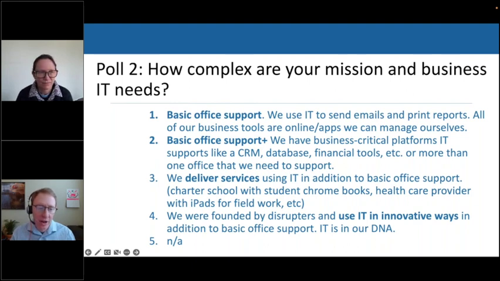So we've got 5 options here. The first option is just basic office support. You have IT for the very basic purposes of sending emails, printing reports, maybe checking websites. But beyond that, you're not using technology in any more advanced fashion. The second option is what we call Basic Office Support Plus, where in addition to just those basic office automation tools, you're also using some business critical platforms, maybe a CRM to track constituents and donors. Maybe you have a case management or other type of programmatic database for delivering your program. You're using your financial software in maybe slightly more advanced ways. So that's the second option.